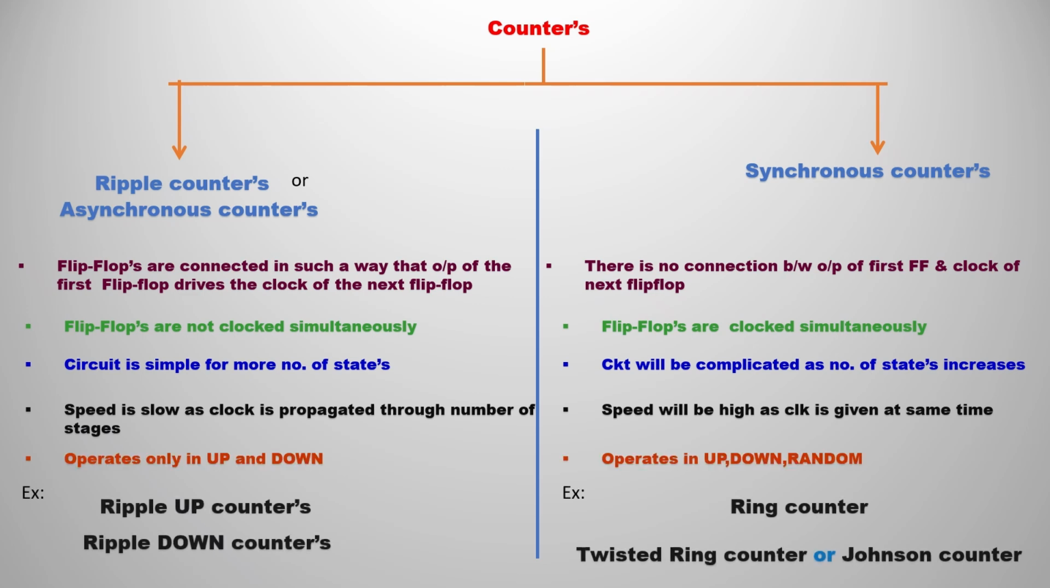And finally, if you observe the examples of both ripple and synchronous counters, in the ripple counters we have the ripple up counter, ripple down counter, or asynchronous up and asynchronous down counters. We can also have both of them at a time in a single circuit. In synchronous counters, the examples are the ring counter and the twisted ring counter, another name for which is the Johnson counter. We will see these two counters in upcoming videos.